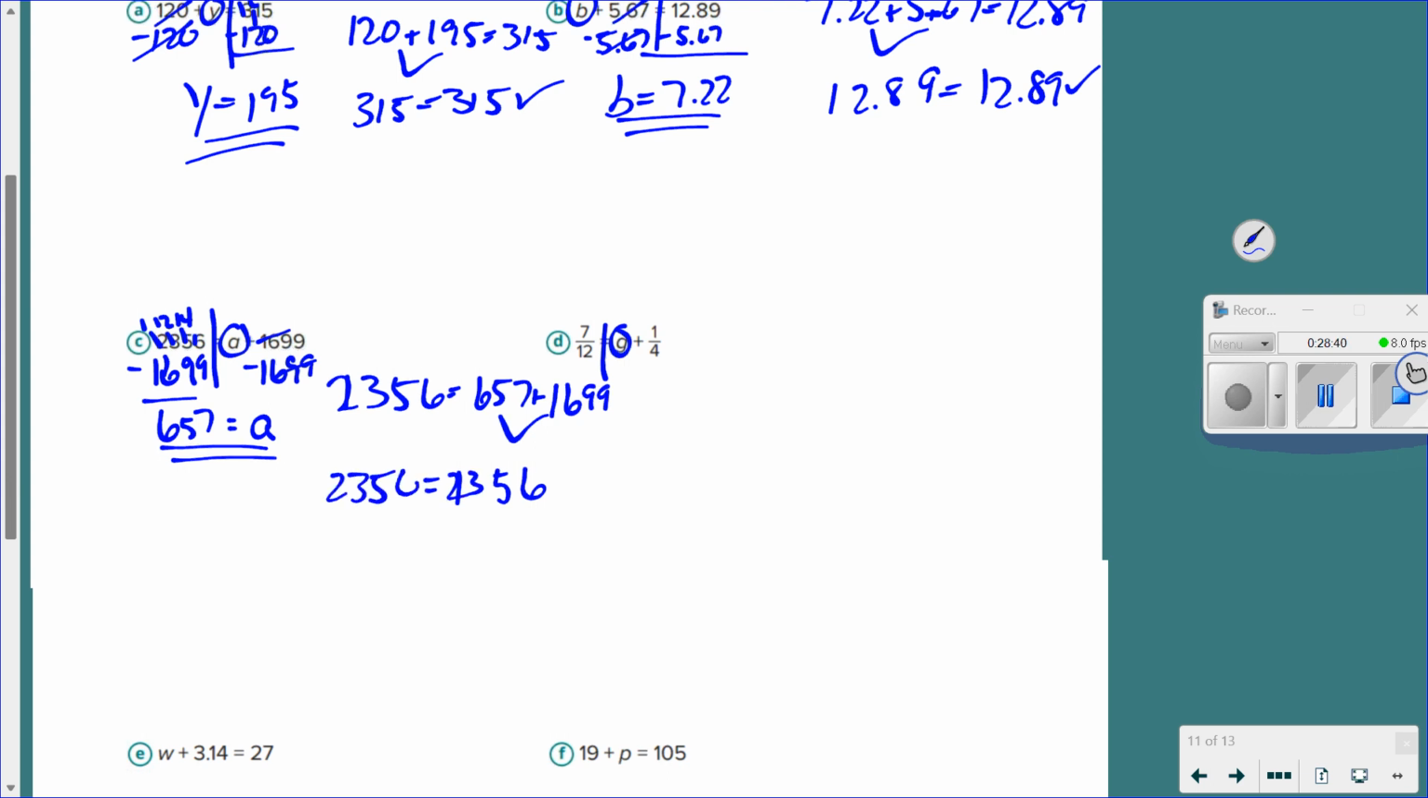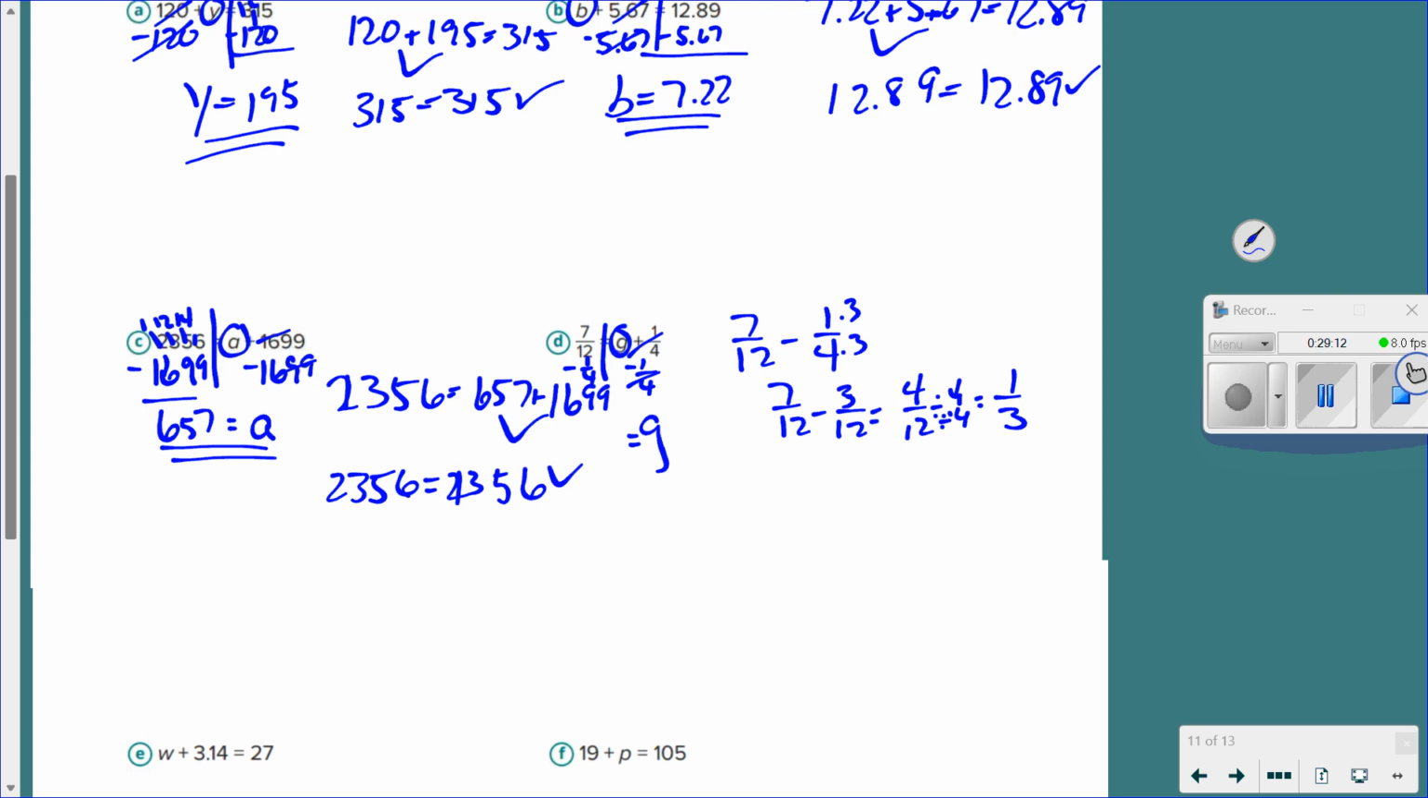Next one. And I'm going to rewrite this one over here. I'm subtracting 1/4 from both sides. Those go away. I have G here. But I need to actually do the math on this. So 7/12 minus 1/4. First step, I need to have a common denominator. So multiplying by 3. So 7/12 minus 3/12 is going to give me 4/12, which I can simplify both those by 4. Gives me 1/3. So G equals 1/3 is my solution.